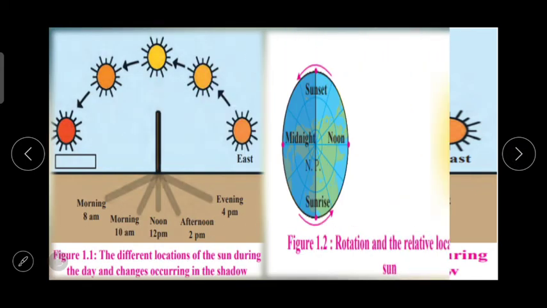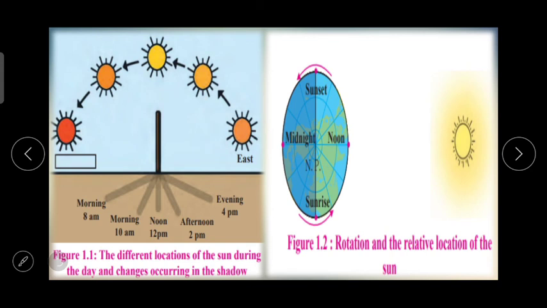Now by this we can understand that early morning and evening were the longest. Shadows जो है, the shadows in the early morning, here morning 8 AM, and in the evening at 4 PM were the longest, while those at noon were the shortest here. Because of the change in the apparent location of the sun in the sky, the length and direction of the shadow of the pole kept changing.